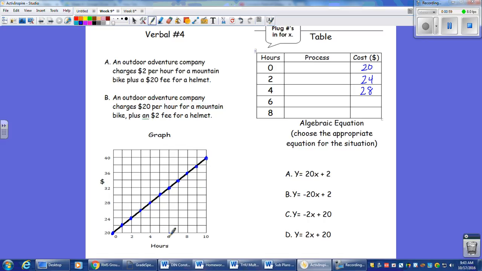6 hours, I'm paying $32. And at 8 hours, I'm paying $36. And I don't even know what I'm talking about, but I just know that it's increasing. This process you don't necessarily need.